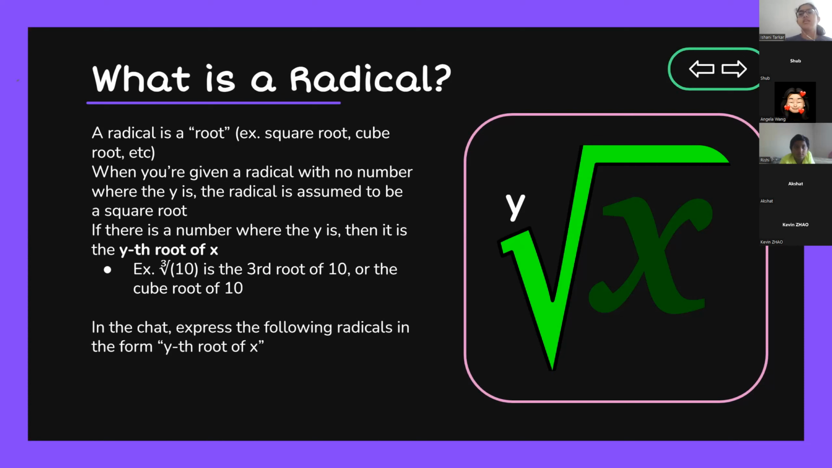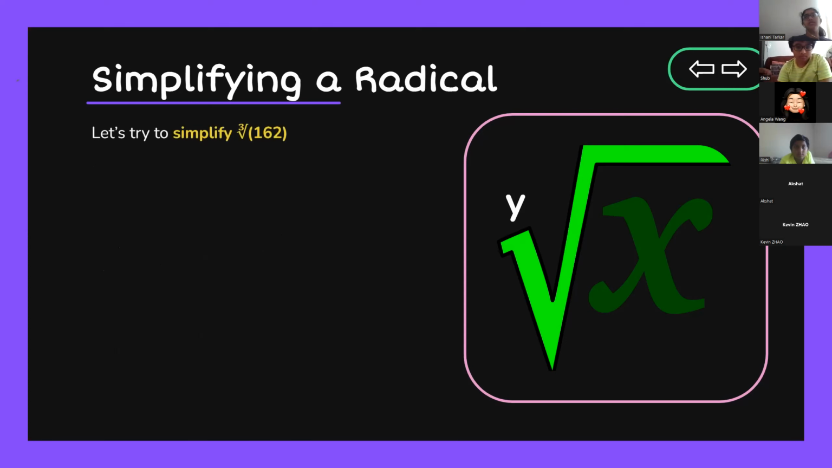Okay. In the chat, just to go over what a radical is, express the following in terms of the y-th root of x. So how would you say this radical? The fourth root of 5? Yes, or the fourth root of 5. You are correct. How about this one? Square root of 203. Yes, that is also correct. And then this one? Cube root of 29. Yeah.